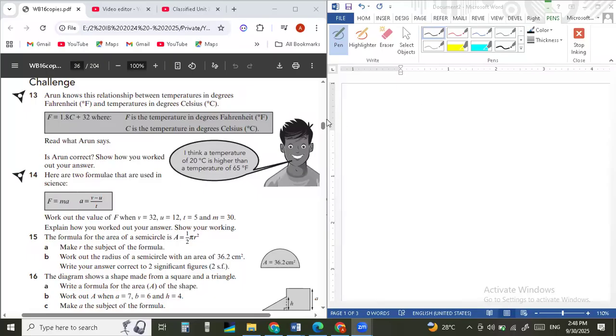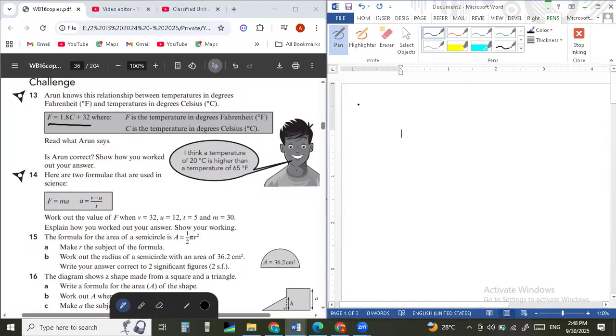Hello everyone. In this video, we're going to continue the discussion of 2.6, which is the challenge page, starting from question 13. Okay, so they're saying to you here that Aaron knows this relationship between temperatures in degrees Fahrenheit and temperatures in degrees Celsius. So they're telling you that here is the formula. He knows that F equals 1.8 C plus 32. And they're telling you that F is the temperature in degrees Fahrenheit and C is the temperature in degrees Celsius.